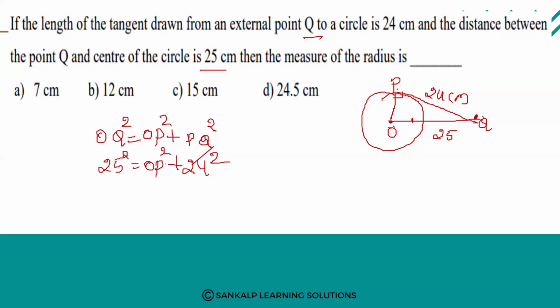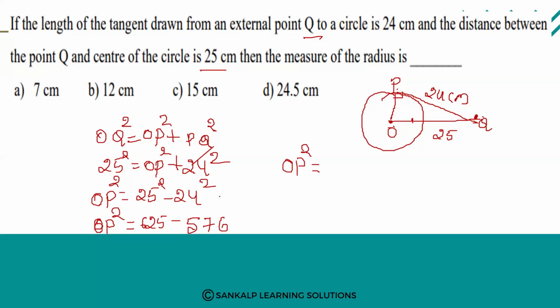Right? Now, transfer this 24 square to this side. So OP square is equal to 25 square minus 24 square. Yes or no? Now, OP square is equal to 25 square is 625 minus 24 square is 576. So OP square is equal to 625 minus 576. The value is 49. So OP square is equal to 49.